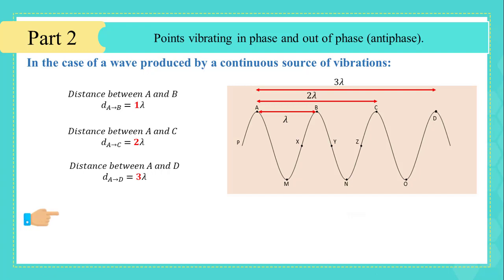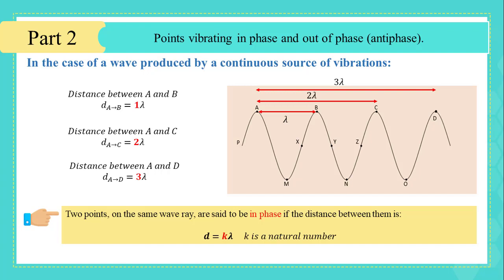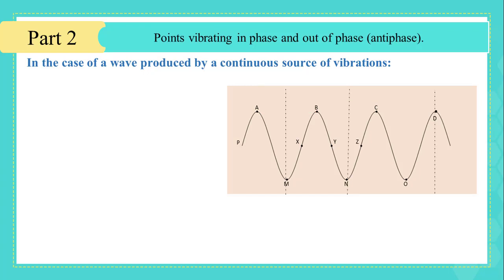Let's conclude. 2 points on the same wave ray are said to be in phase if the distance between them is d equal to k lambda, where k is a natural number. Or we can say that the distance between any 2 points in phase should be a whole multiple of lambda. What about points which are out of phase?